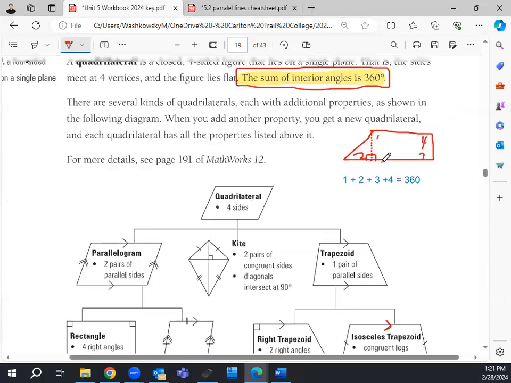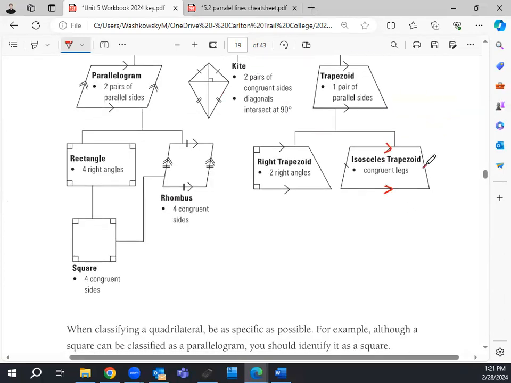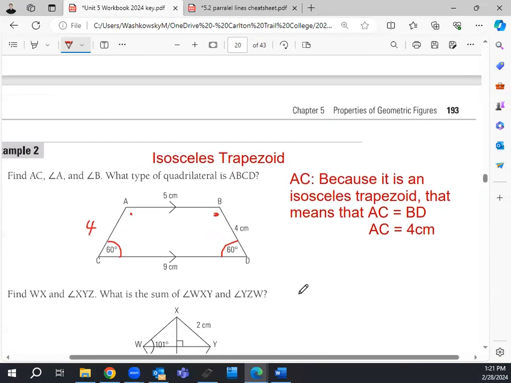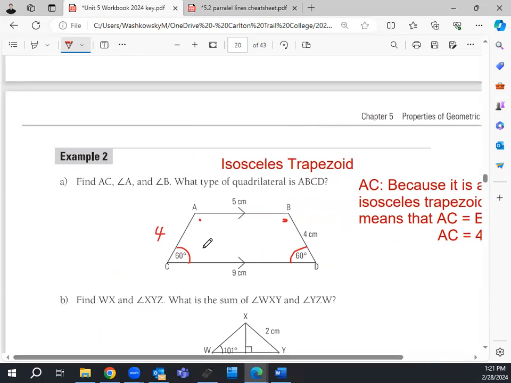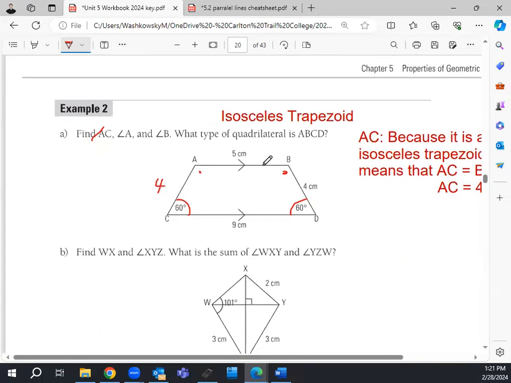So again, isosceles trapezoid, these two lines here are the same. That's how we know that if this one's 4 centimeters, it means the other one's 4 centimeters. They call it congruent legs. So check, I've done that. Now angle A.